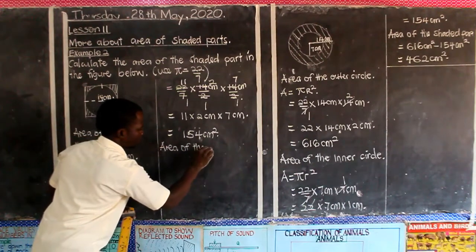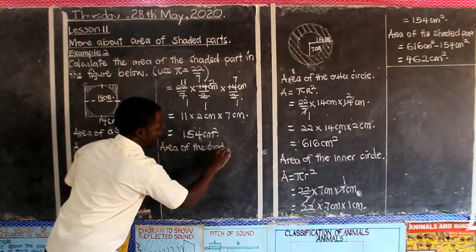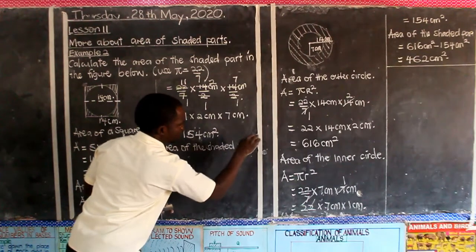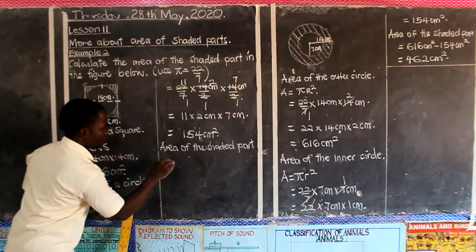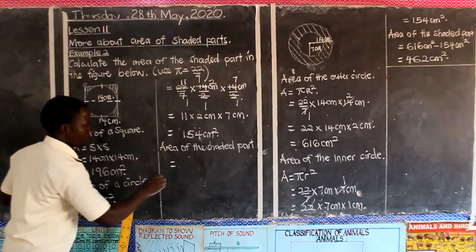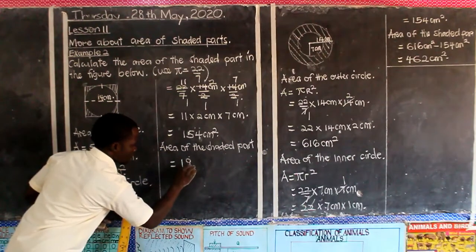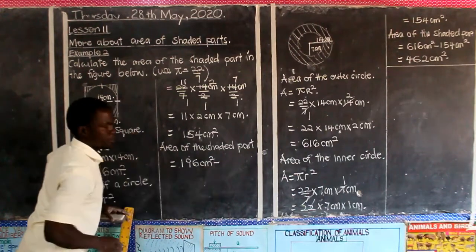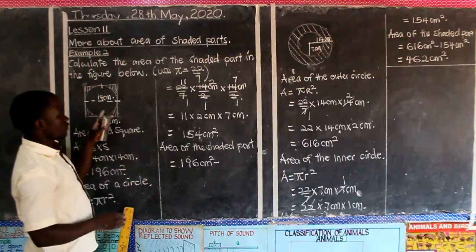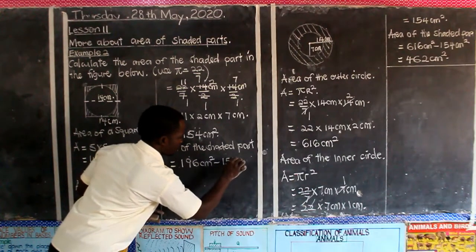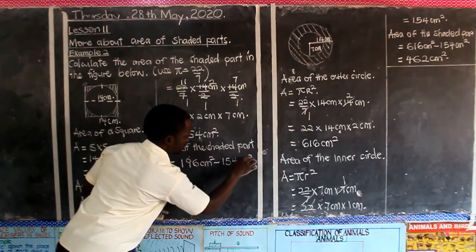Now, to get the area of the shaded part, we shall get the area of the outer figure, which is a square, and that is 196 square centimeters, minus the area of the inner figure, which is a circle, and that is 154 square centimeters.